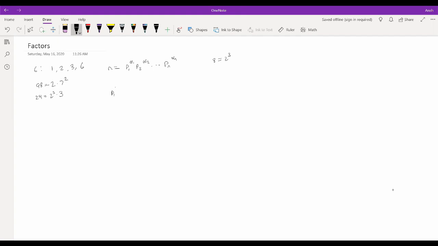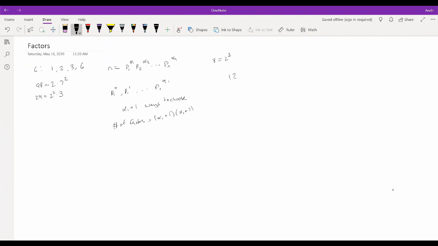So that means for the number of ways we can write it in terms of p1, there are exactly a1 plus 1 ways. And if we do this for each prime, for every prime, we take the power of that prime, add 1, and multiply it to our previous product. So for example, let's say our number is 12. We can write 12 as 2 squared times 3.